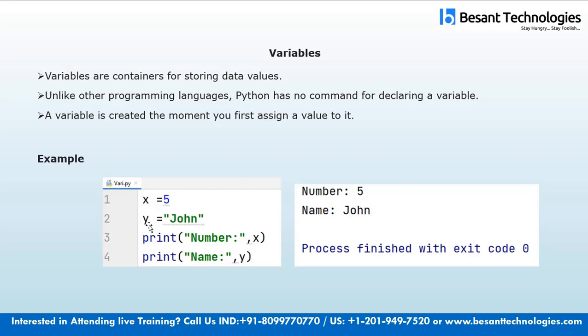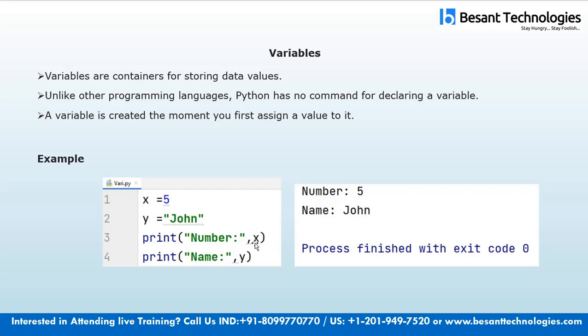Here I have initialized the y variable as John. This John is enclosed in double quotes. So this is a string variable. Here I have used the print method. What is the usage of the print method? The print method is used to print the given string on your console. So this is my output statement, number. So this number will be displayed.